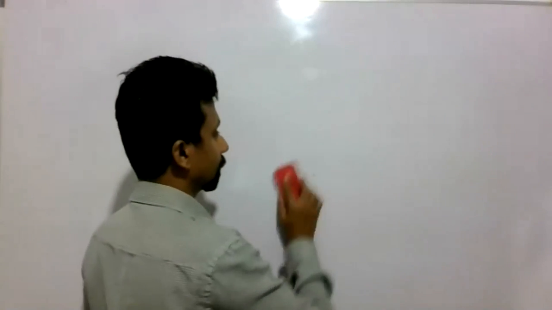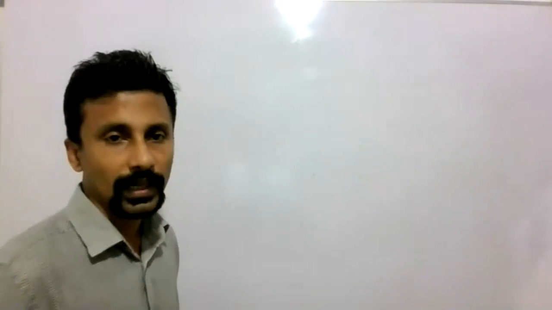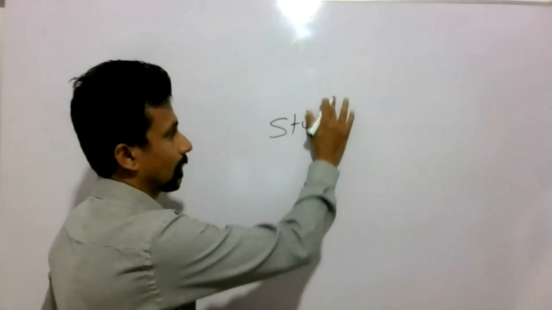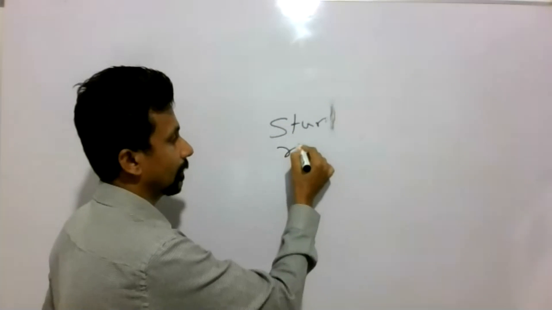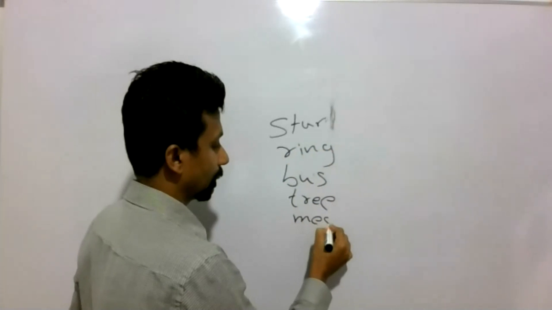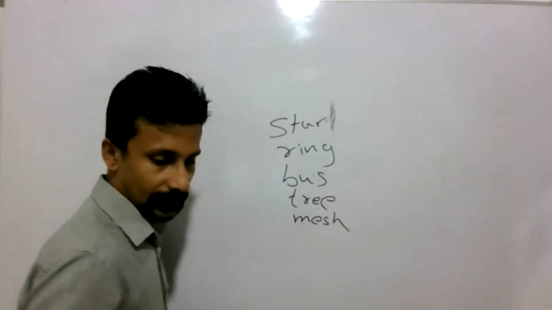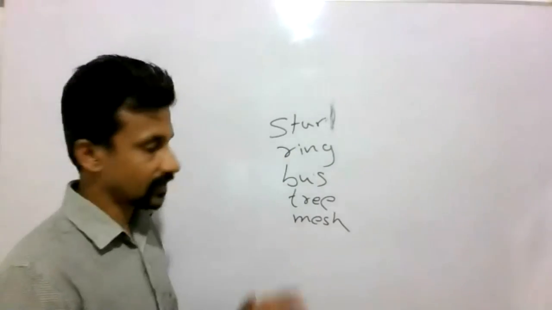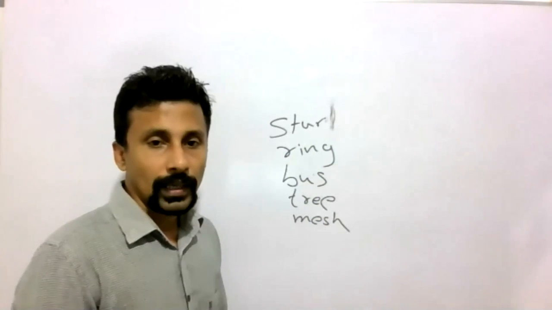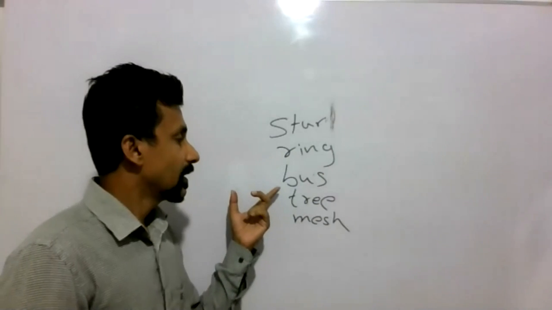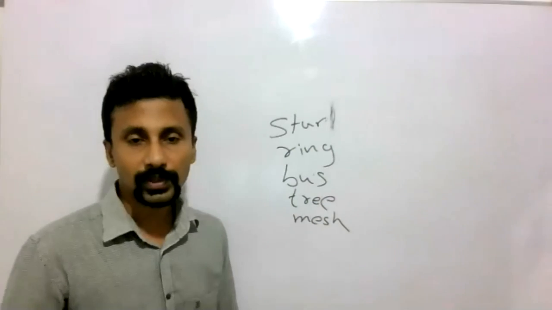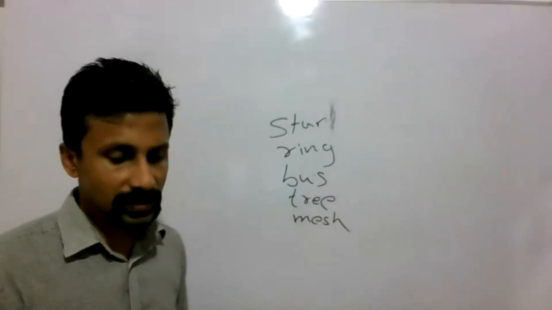Then you have different types of topologies. Topologies we are using to connect computers within a network. You have star topology, ring, bus, tree, mesh, right? Hybrid, there are different ones, but I think you have this in your syllabus. Star topology is there, ring topology is there, bus topology is there, tree topology is there, mesh topology is there, right? So different types of topologies are there.